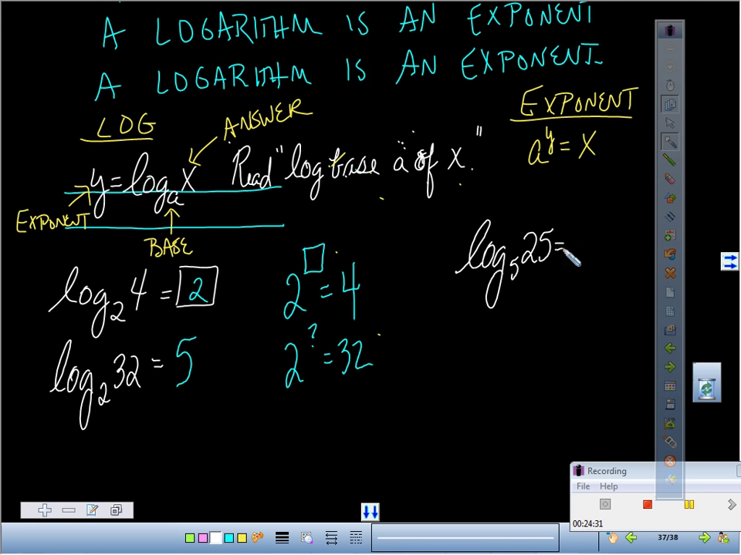Log base 5 of 25 is what? 2. Why? Because 5 squared. Very good. It's 2, guys, because 5 squared is 25. That's what logarithms are. A logarithm is an exponent. It's just what exponent do I need to raise that base to, to get this number. All right, here's a hard one. Ready? We'll do one hard one, then we'll quit.